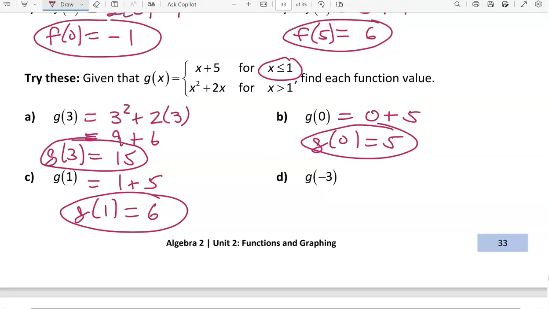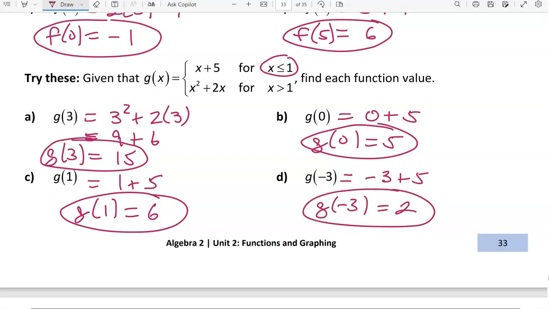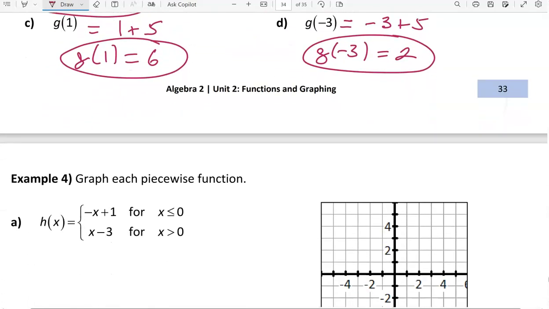Now try the last one on your own. Pause the video while you do this. The last value here is g of negative 3 is equal to 2. And since negative 3 is less than or equal to 1, we use g of x equals x plus 5.